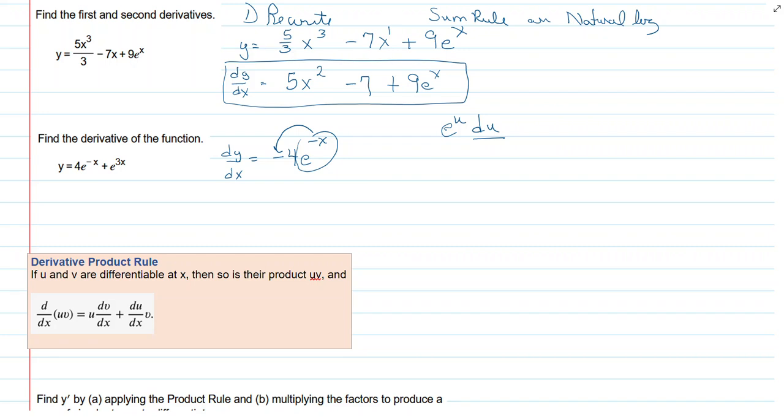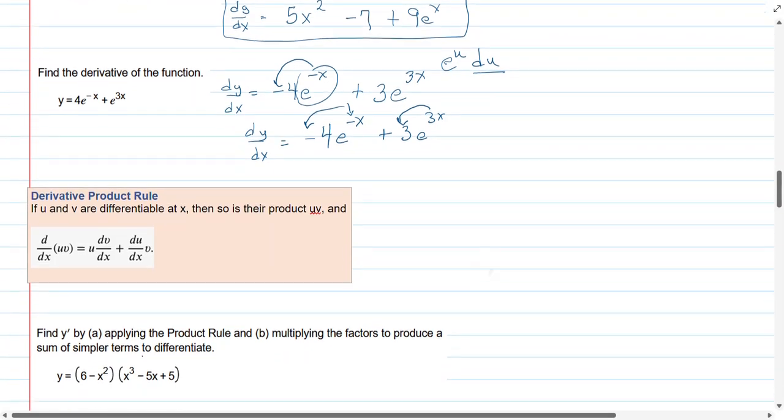Now that takes care of that part. So then I have plus 3e to the 3x. The derivative of that 3x is 3. Questions? All right. So what is my solution? dy dx equals negative 4e to the negative. Because of this, we have this. Yes? Plus 3e to the 3x. Because of this, we have that. Yes.